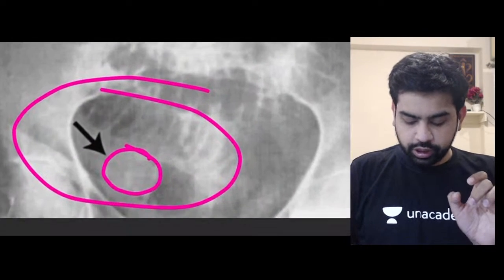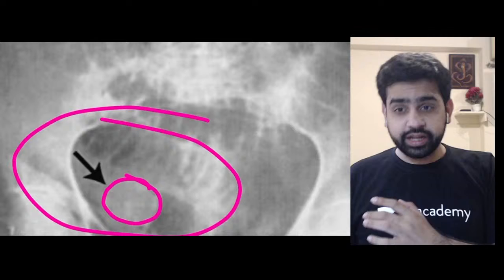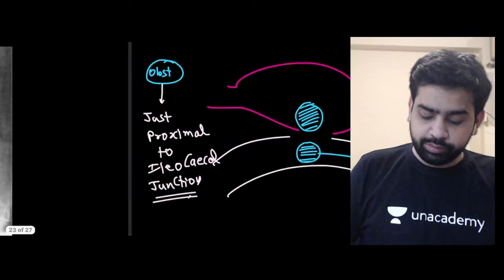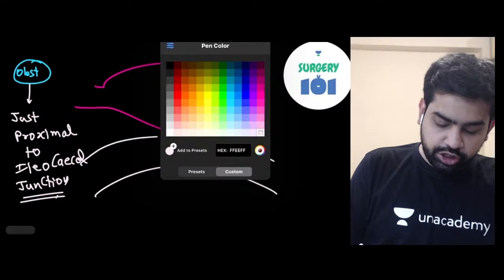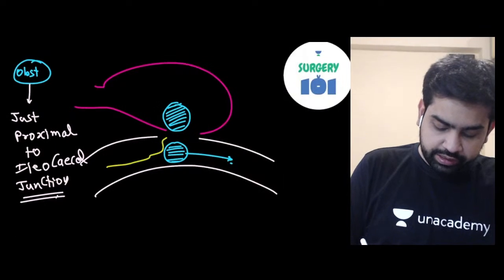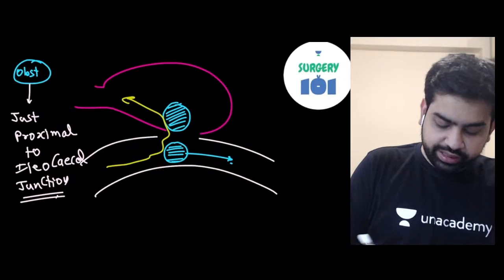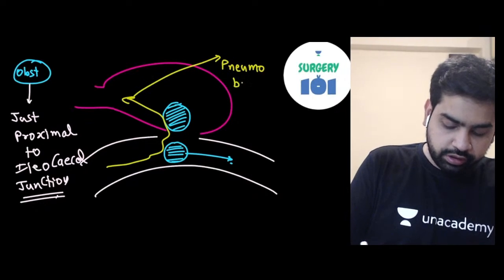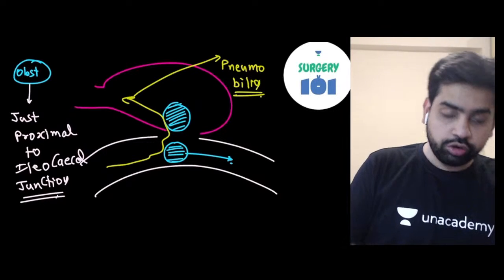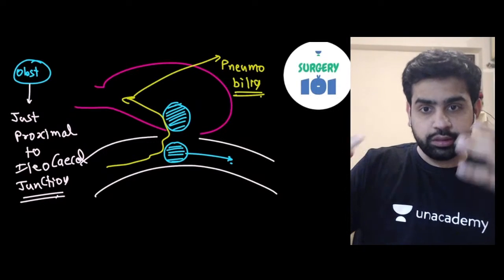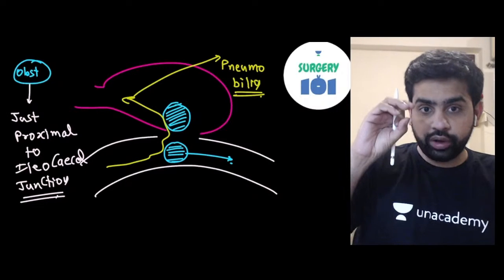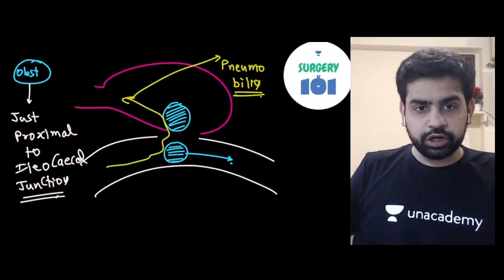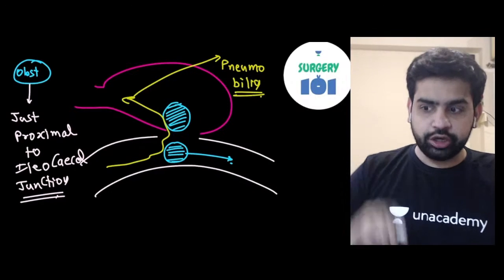So what you're seeing over here, this mass, is just an ectopic gallstone. At the same time, there is air present inside the intestine. This air may go inside the biliary tree, and that is the reason why you get pneumobilia. So on clinical examination, you're getting the signs and symptoms of intestinal obstruction, you're getting an ectopic gallstone, which is not present in the gallbladder but in the distal part of the ileum, and at the same time you're getting pneumobilia.